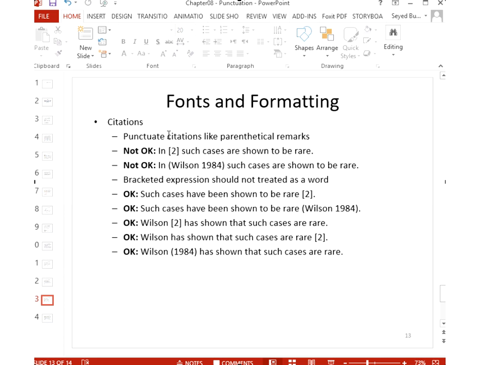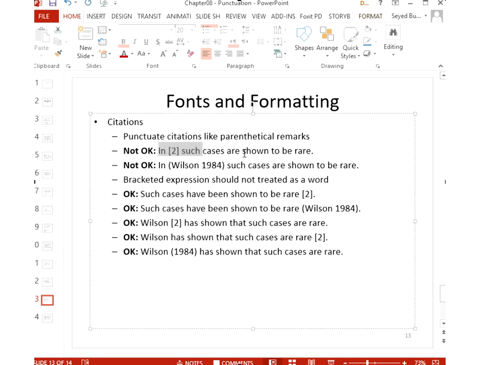What about citations? When you punctuate them like this, if you remove them, the sentence should still make clear meaning, like the parenthesis. I can remove the parenthetical remark, yet I can read the sentence. But here, if I remove the citation, the sentence is incomplete. So don't write your citation like this. It is better to keep them separate.